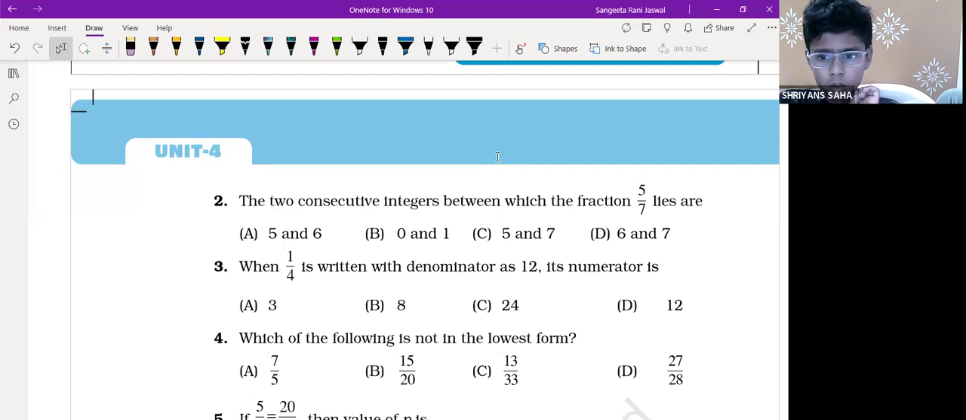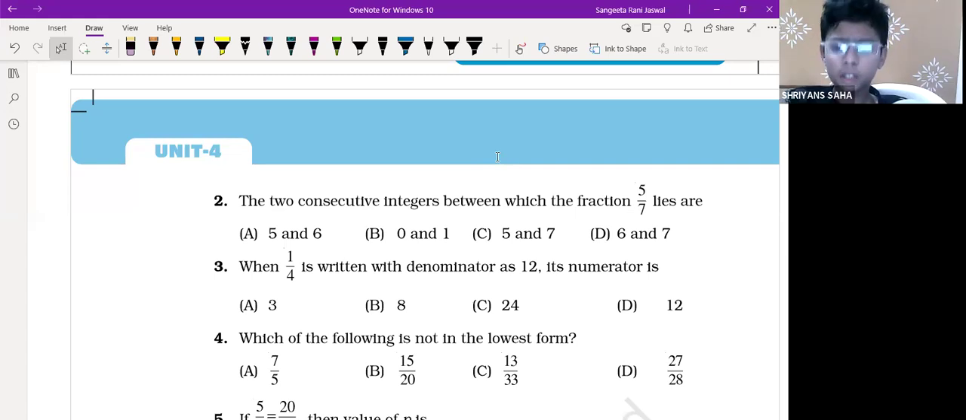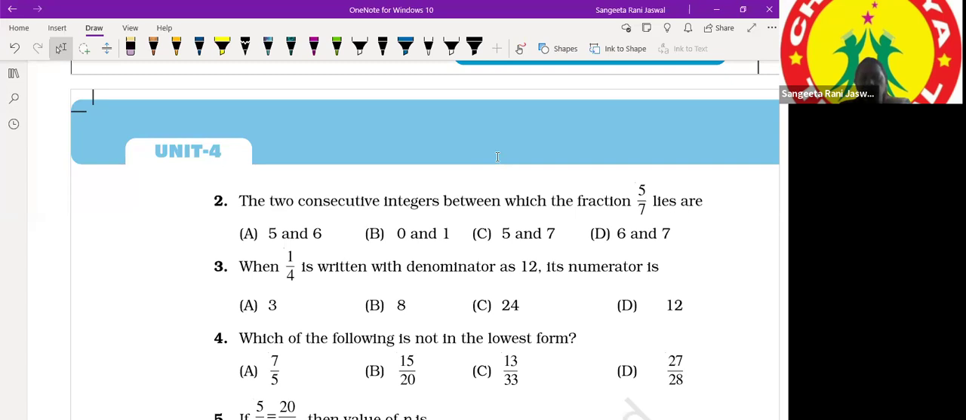5 by 7 lies between which two integers? See, 7 by 7 will be 1, no? So it lies between 0 and 1. Okay. Yes, sir.